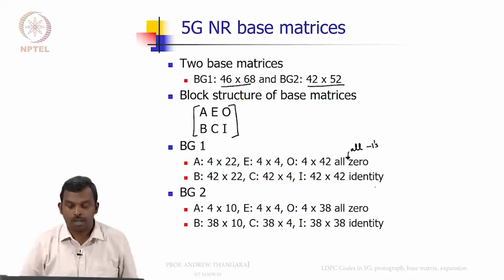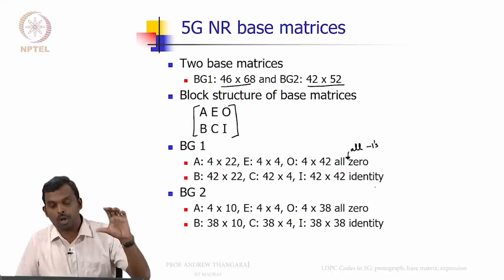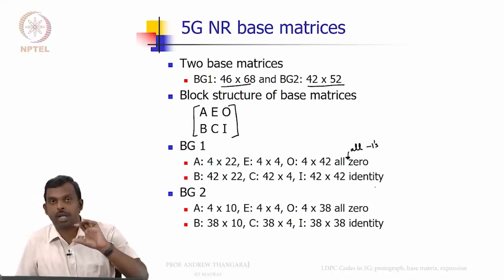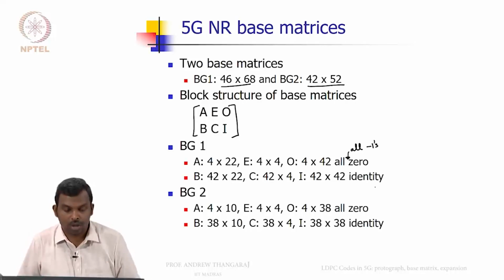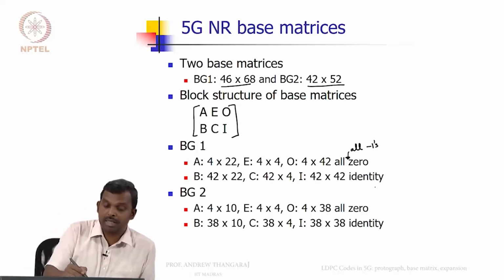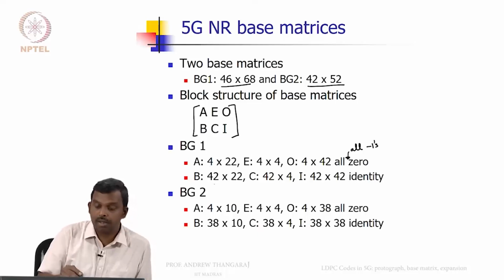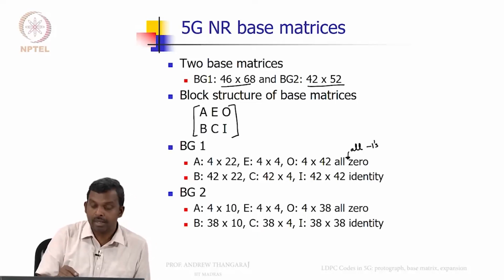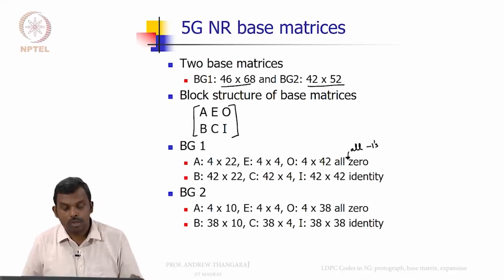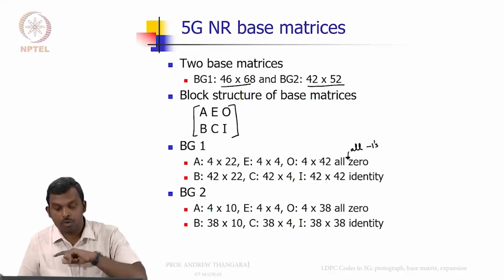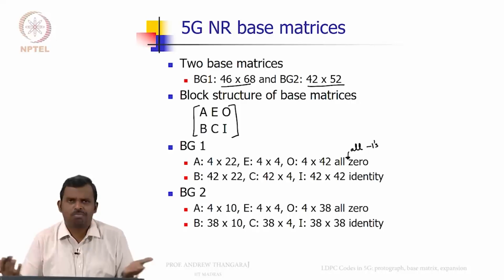This block picture is very important. The first row block usually is dealt with separately in the encoding part, and the second part is dealt with separately. So it's important to know this block difference. BG2 also has a very similar structure. Remember BG1 is 46 by 68. You can see 4 plus 42 is 46, and 22 plus 4 plus 42 is 68. Base graph 2 also has a very similar block structure: A is 4 by 10, then 4 by 4 and 4 by 38, and then B is 38 by 10, 38 by 4, 38 by 38. Easy enough to describe.